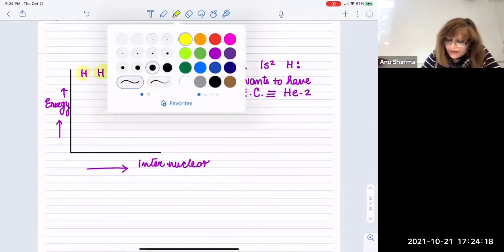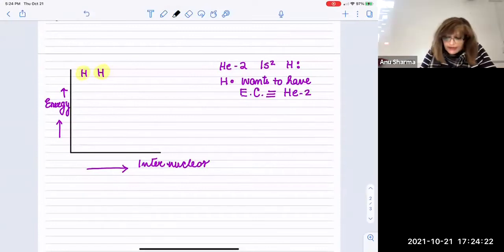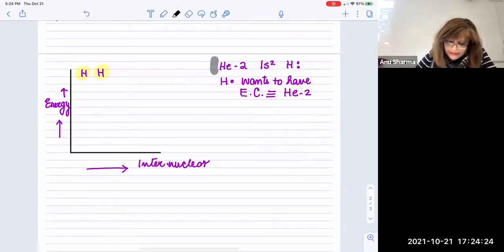So this is the internuclear distance. In a very high state, the kinetic energy is very high. The motion is very high. In order to make a bond, or in order to look like helium, they will have to give away some of their energy. So they come close to each other, but sometimes they come very close, and when they come very close, there is repulsion.